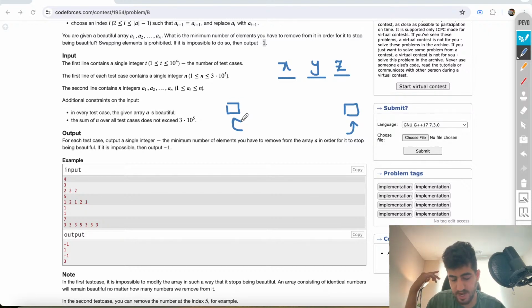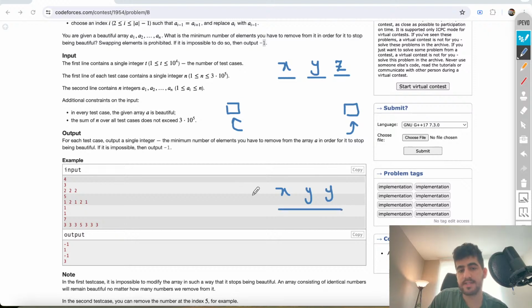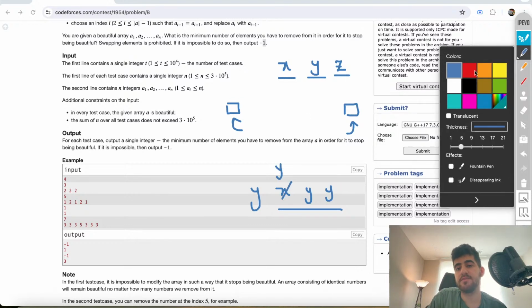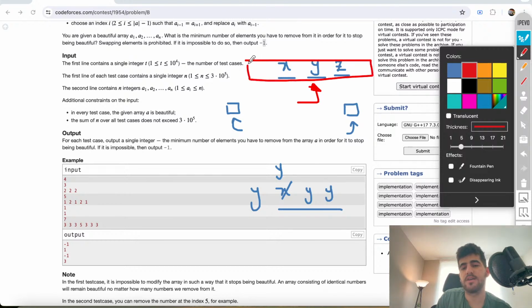Yes, yeah, I know. If we have x, y, y, we can't fix these parts, but it's possible that we have another y in here, that we change these three and change this one to y. So still, it might be beautiful. But what I'm arguing is that if we have three consecutive elements x, y, z, then there's no way that I can fix this array. I mean, there's nothing that I can do.